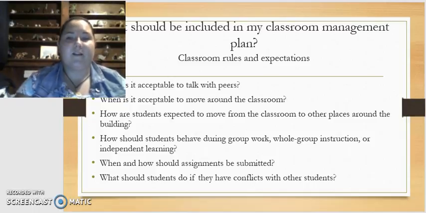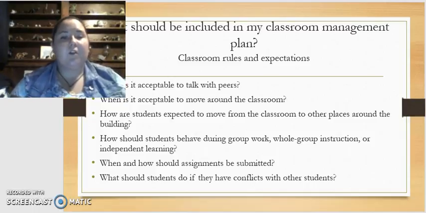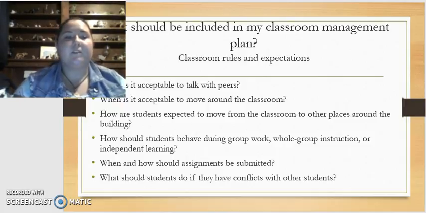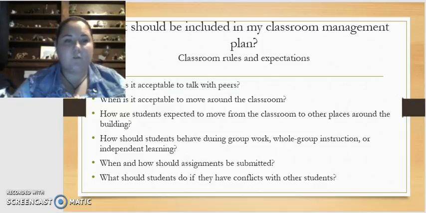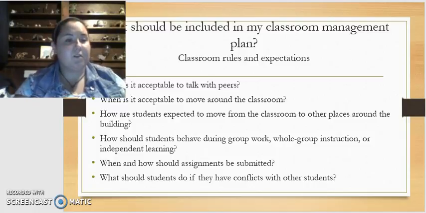What should be included in my classroom management plan? You should include classroom rules and expectations, because when students know what is expected of them, they're more likely to follow the rules. What you should include is, when is it acceptable to talk with peers? What should their voice level be? When should they be able to talk? When is it acceptable to move around the classroom? Should they be able to sharpen their pencil, go to the restroom, or get a drink?